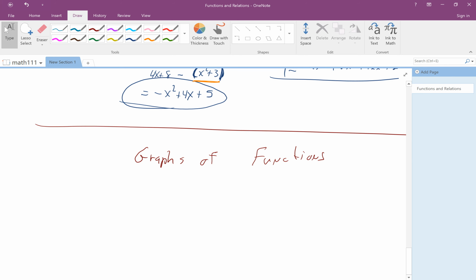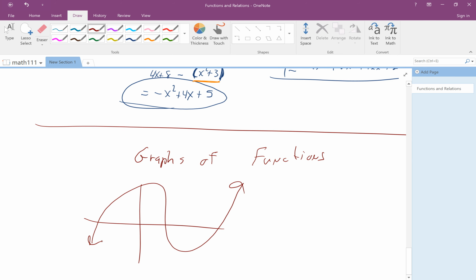All right, I'm just going to graph one down here like that. Okay, so what are the important parts about the graphs of these functions? Well, the main important parts are here. All right, those are your x-intercepts.